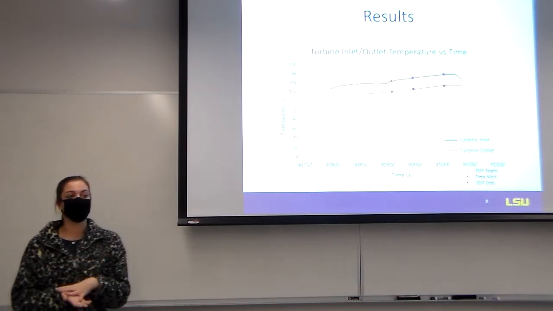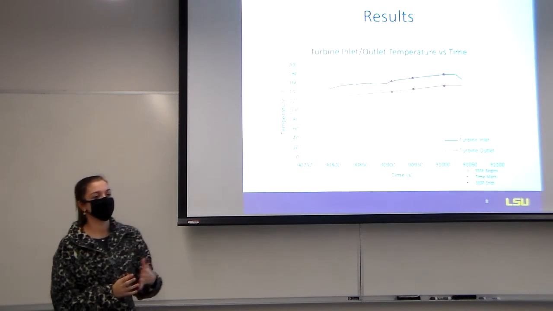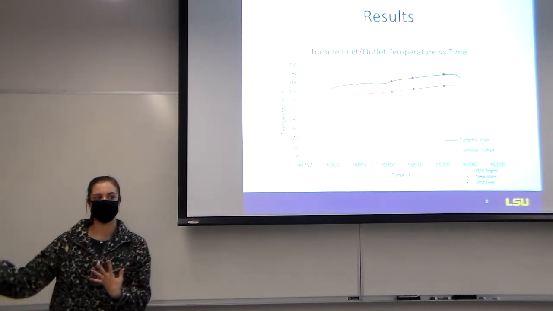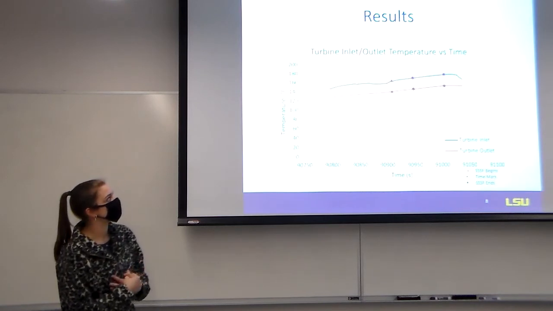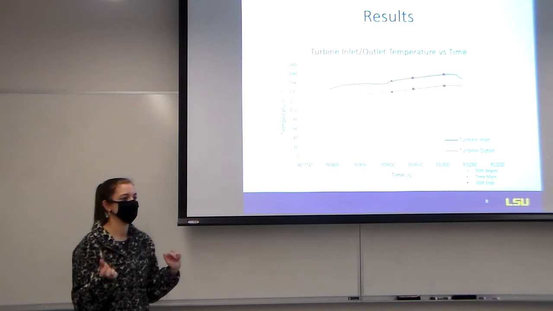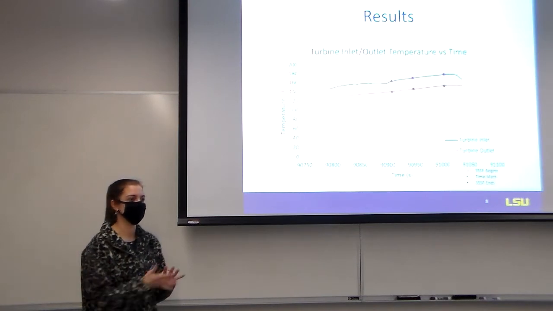And then the turbine inlet and outlet temperature, once again, constantly increasing, kind of like how it was with the boiler temperature, because it is the steam flowing from the boiler. And you can see again that it kind of started off a little rocky. That's because we're messing with that steam admission valve to let the steam begin to flow.